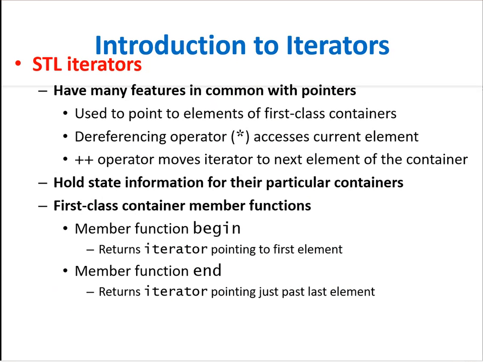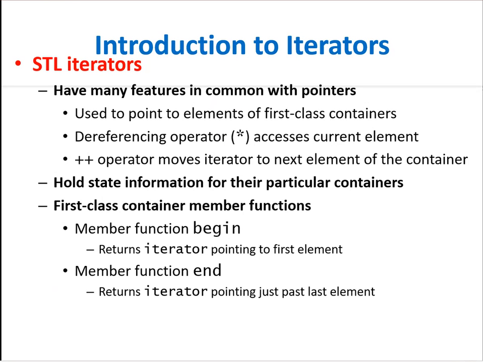Dereferencing operator accesses the current element. Star is a dereference operator. It is used to access the current element. And STL iterators also support plus plus and minus minus operators to move the iterator to the next element of the container. It holds current state information for their particular container. First class containers have member functions such as begin and end to manipulate the elements.